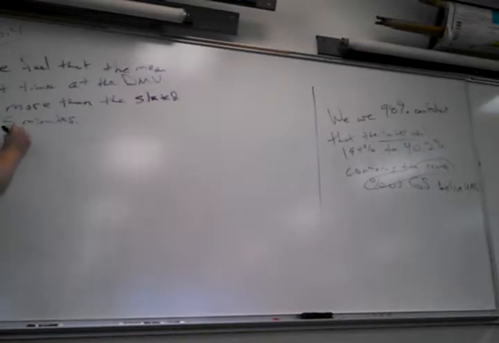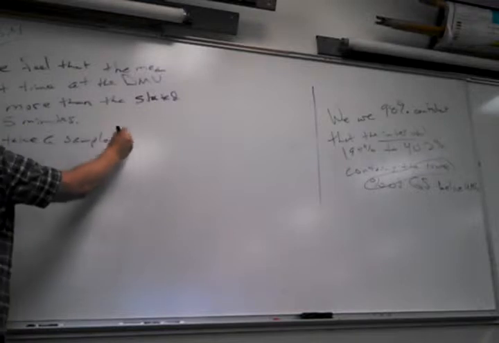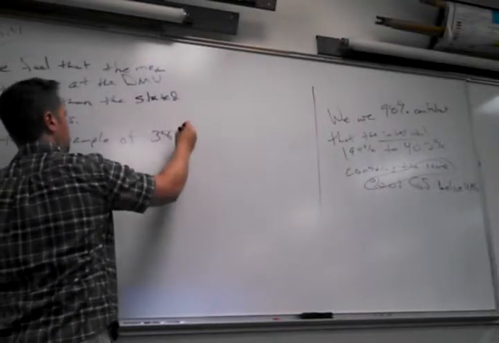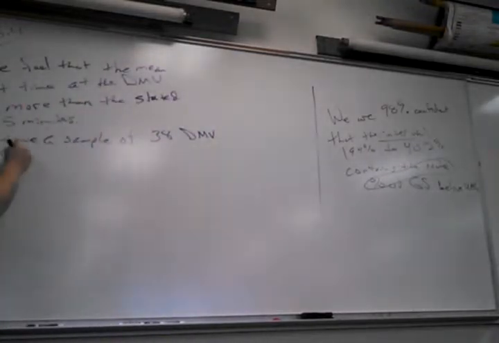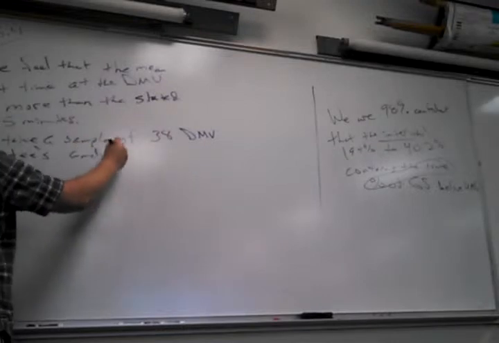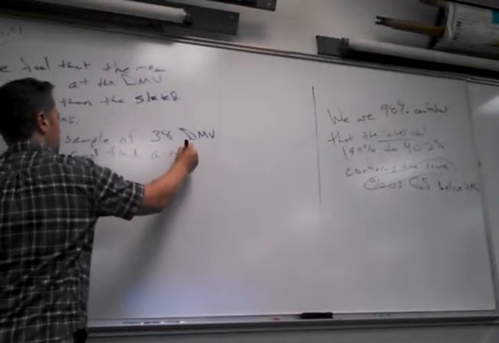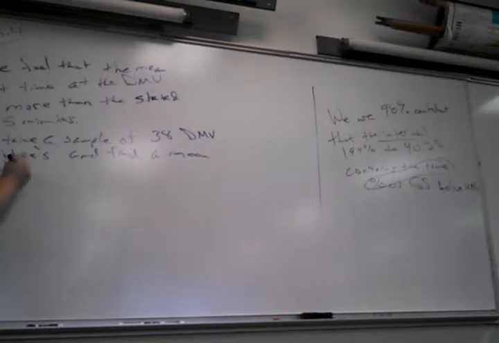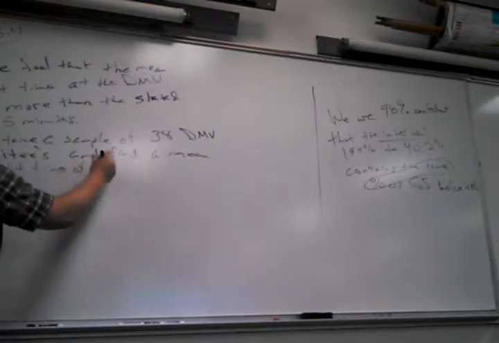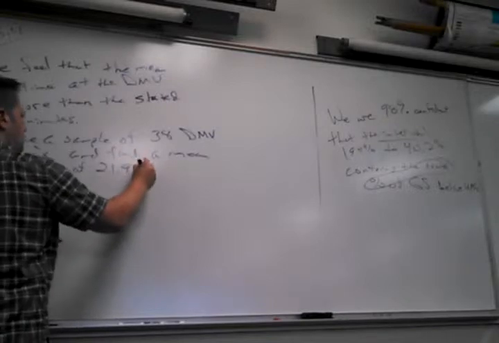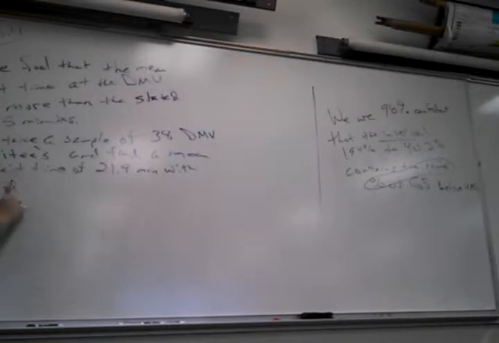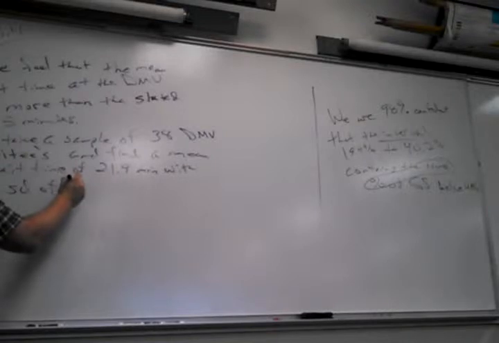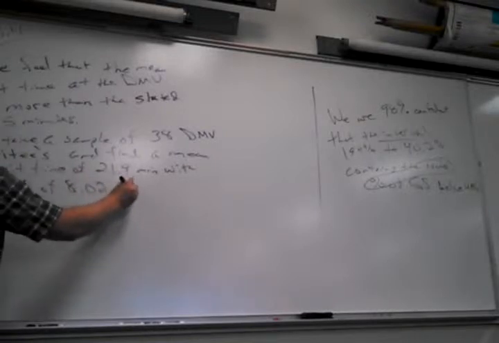We take a sample of 38 DMV waitees and find a mean wait time of 21.9 minutes with the standard deviation, 8.02 minutes. Let's see how this works out.